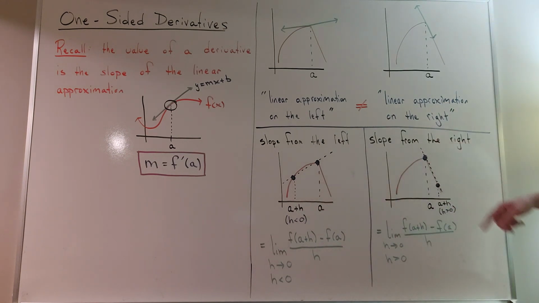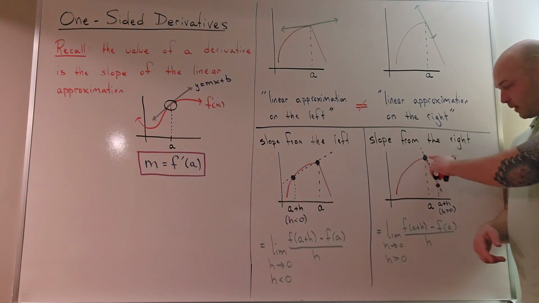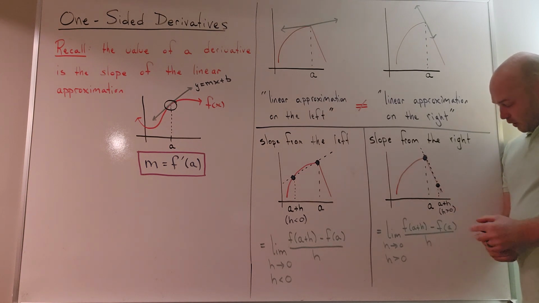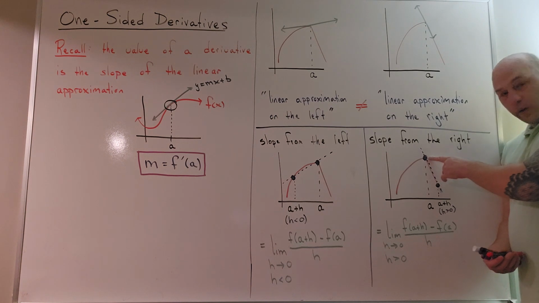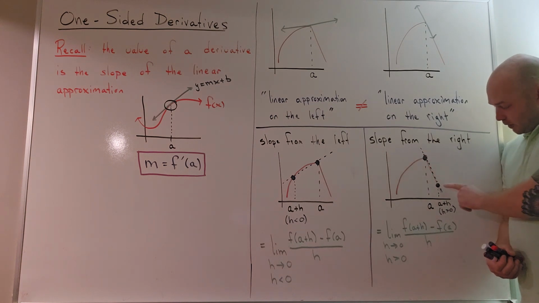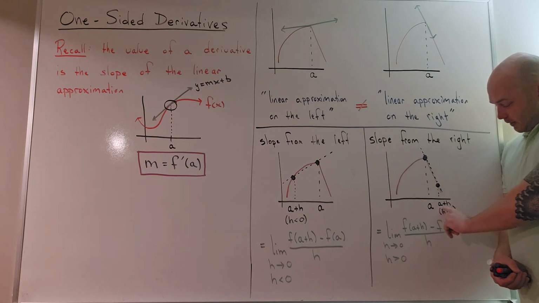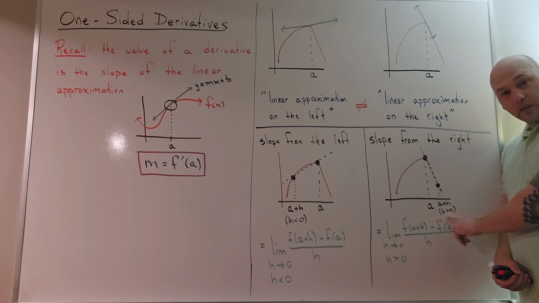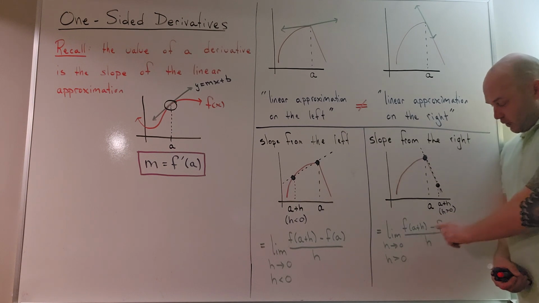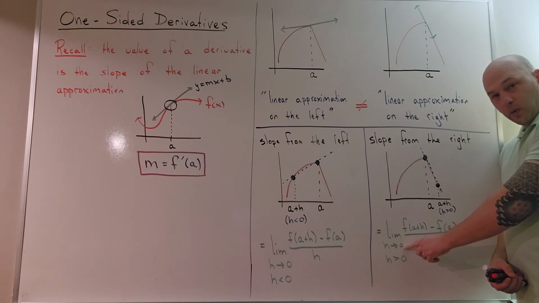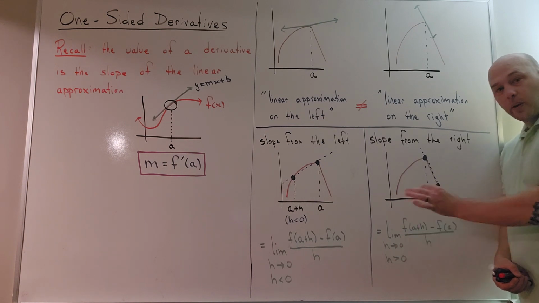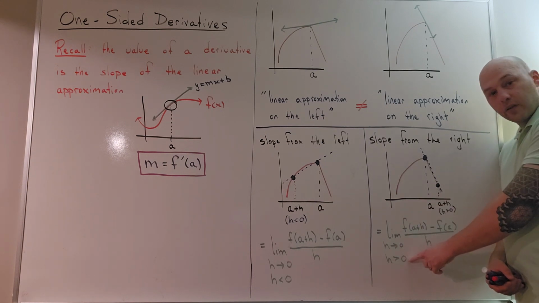Similarly, the slope from the right. Well, what I do is, again, I'm going to approximate with a secant line where the point for the secant line, other than the point of tangency from the right, is a point that's to the right of that. Again, I'll label that as a plus h to be consistent, but in this case, h is positive. So what I do is I take the limit of the difference quotient, where h goes to 0, just like the normal derivative, but in particular, h has to be greater than 0.